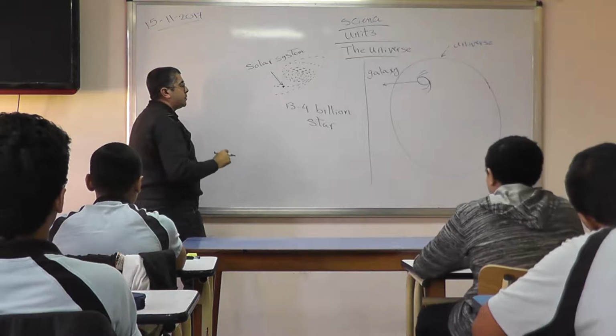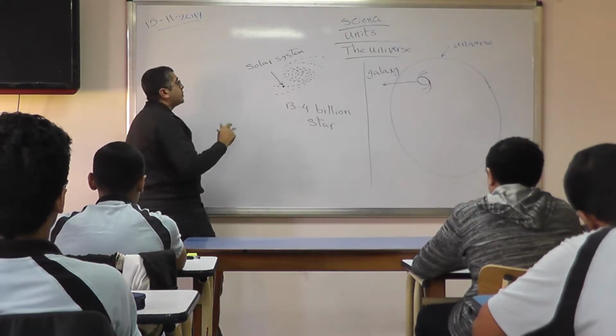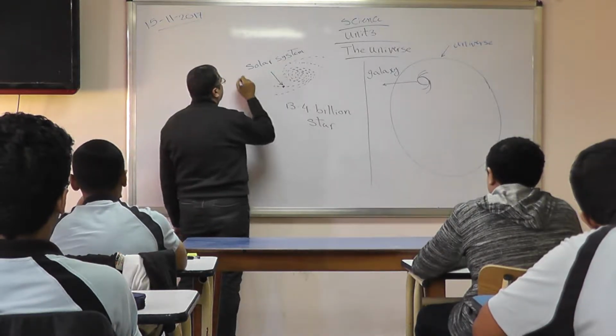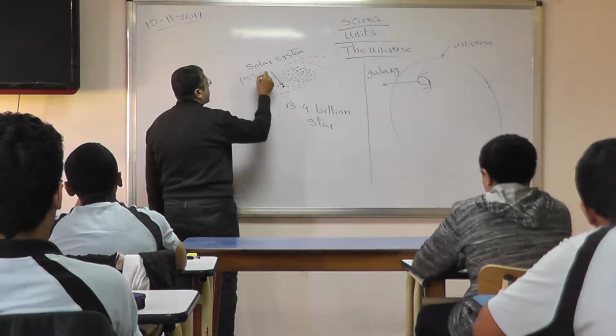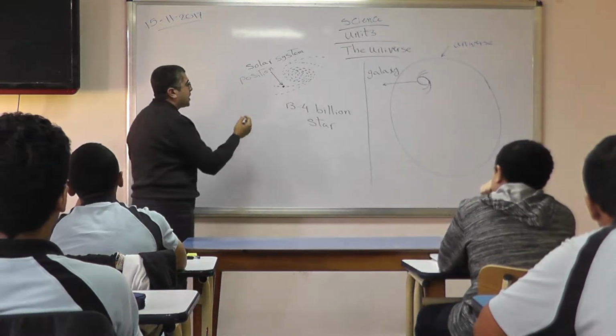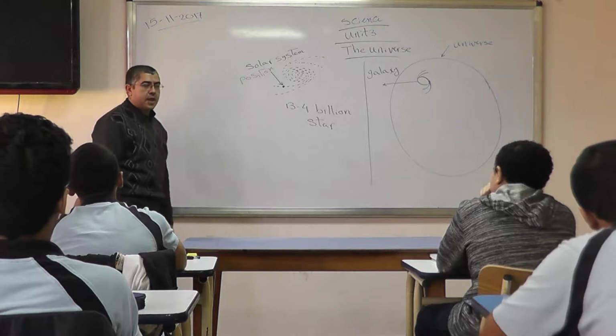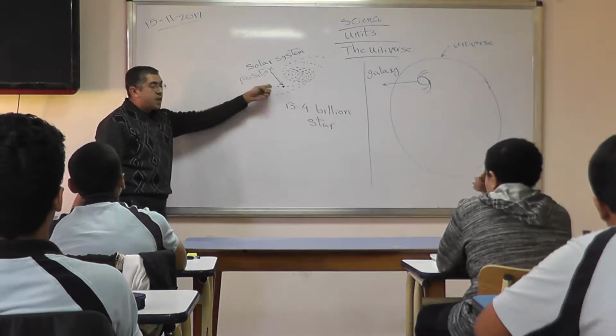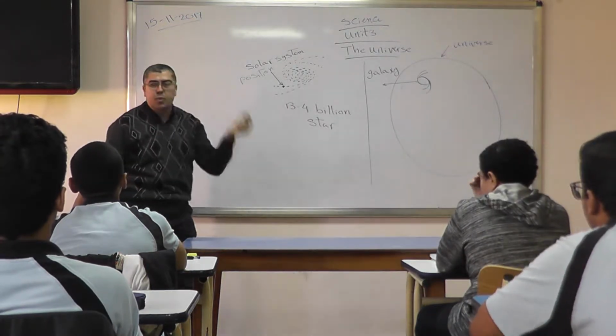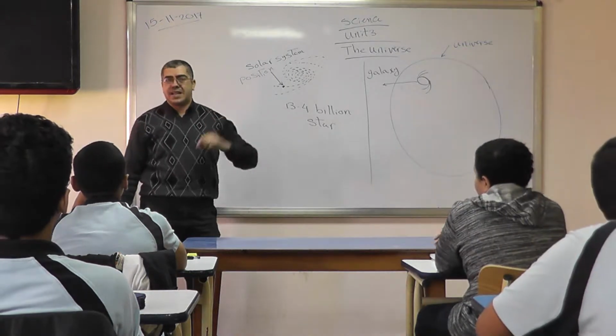Solar system position. Okay, position of the solar system. It means this is the sun. So the sun is found here. It is one small point of our galaxy.